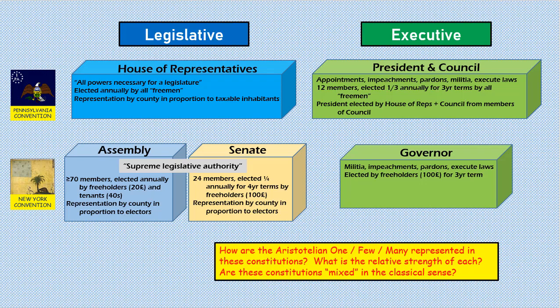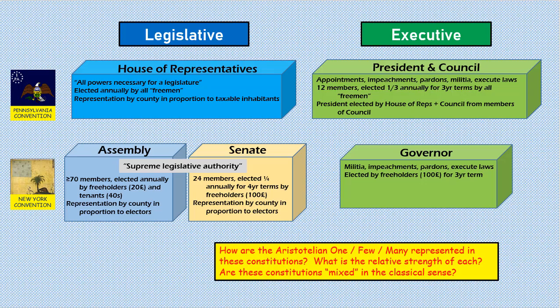And we want to take this checkerboard approach in kind of two stages. First, we're going to compare the New York and Pennsylvania constitutions as state constitutions, and then we'll turn and look at the Articles of Confederation as a national organization.